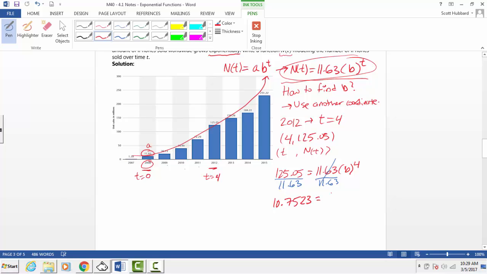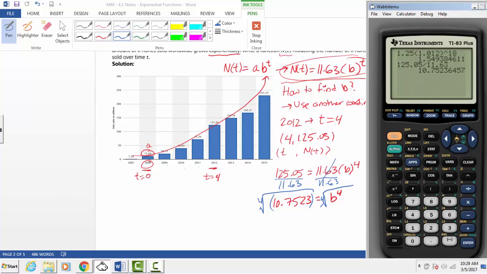All right, and then how do we solve this? Well, we want to get rid of that exponent. So we just do the opposite, like a square root. So we'll do the fourth root here, and we'll do the fourth root here. Okay, and now we're going to solve for b. And the way you do that is you just take this number and you raise it to the 1/4 power. That's what a root is. So raise it to the 1 over n power.